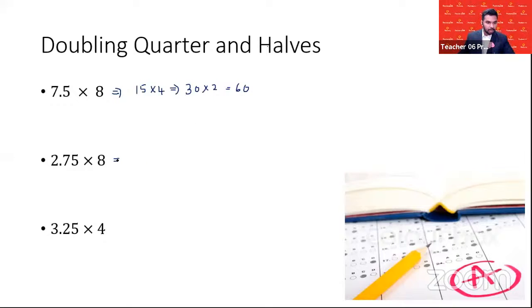A very fun fact. Now let's go for the next question. 2.75 multiplied by 2. How much is that? So 275 multiplied by 2 is what? 550. So 5.5 multiplied by 4. This would again translate to 11 multiplied by 2. This is 22.